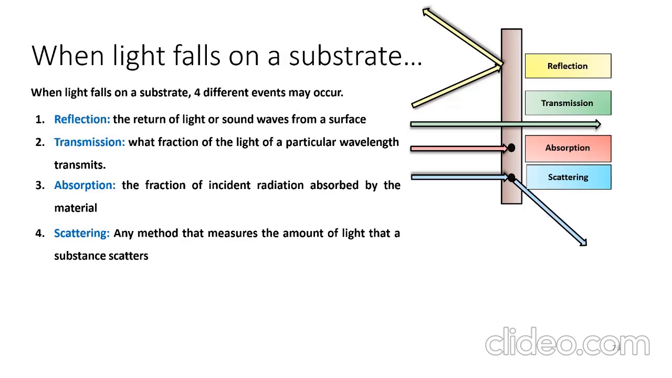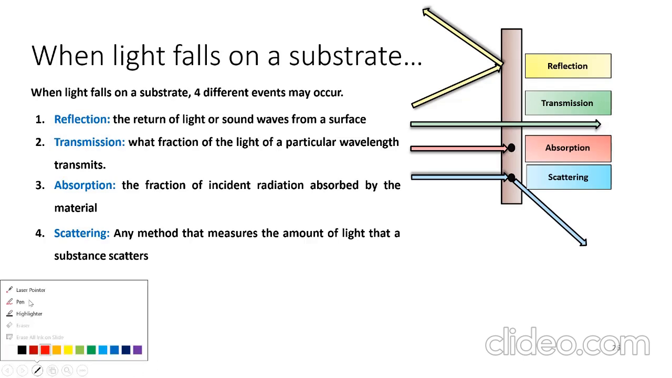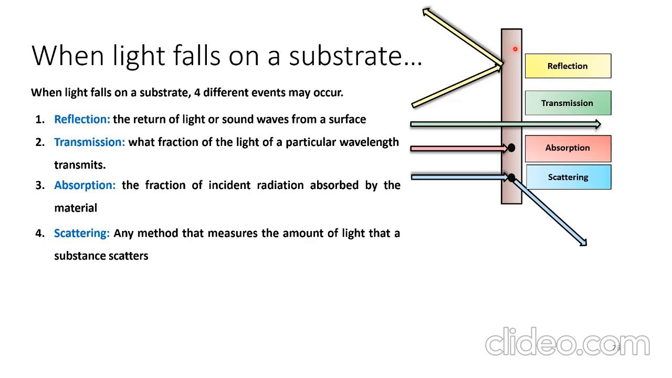So now let's come to the Raman spectroscopy. Before that, I would explain how the light interacts with the substrate. When light falls on any object, it can either reflect back, or it can be transmitted, or it can be absorbed, or it can be scattered. So it depends on the property of the material on which it is falling.